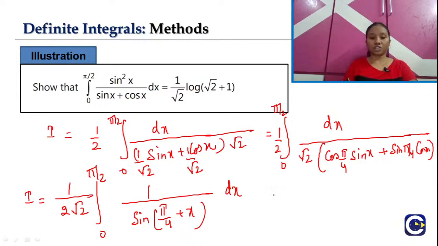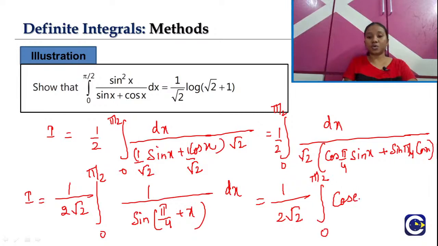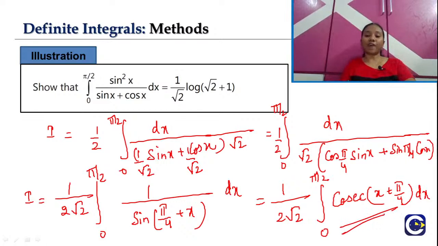So now my function will turn out to be 1 by 2 root 2 integration from limits 0 to pi by 2, and then sine will be converted into cosecant of x plus pi by 4 into dx. So now this is my final and simplified expression after applying my property here. Now I have to integrate this expression, and then substitute my two limits, which will give me the final answer. So let's do that also.